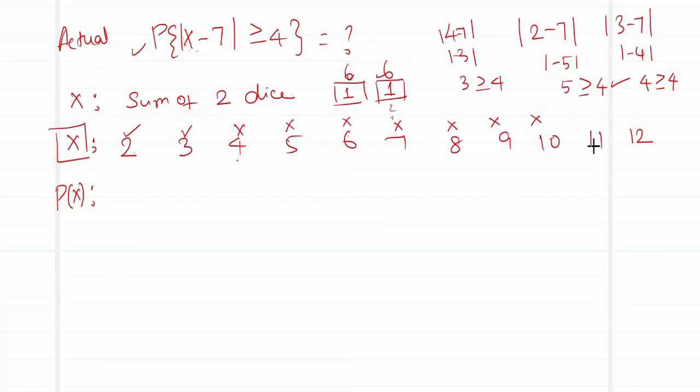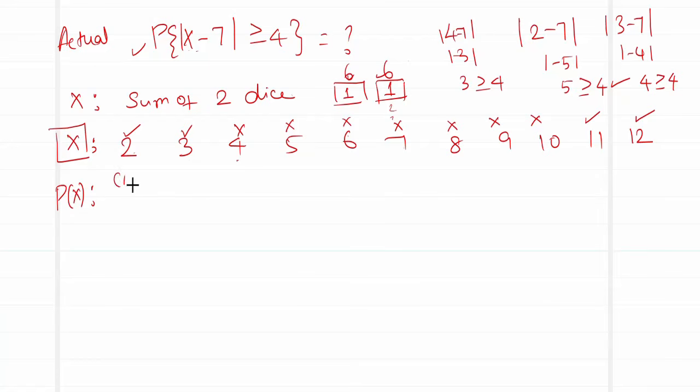Is 11 minus 7, what is 11 minus 7? 11 minus 7 makes it 4. Is 4 greater than or equal to 4? Yes, 4 is equal to 4. Move on to the last number, 12. What is 12 minus 7? It is 5. Is 5 greater than or equal to 4? Yes. So the possible numbers which satisfy my |x minus 7| greater than or equal to 4 are 2, 3, 11, 12.